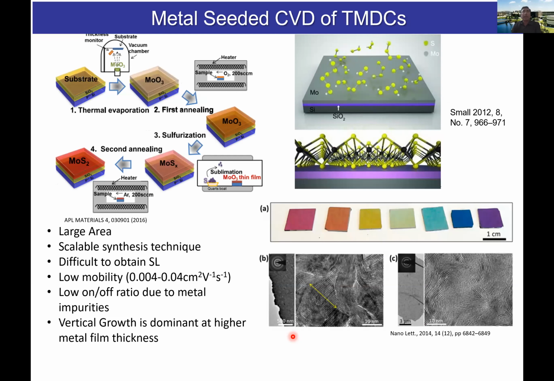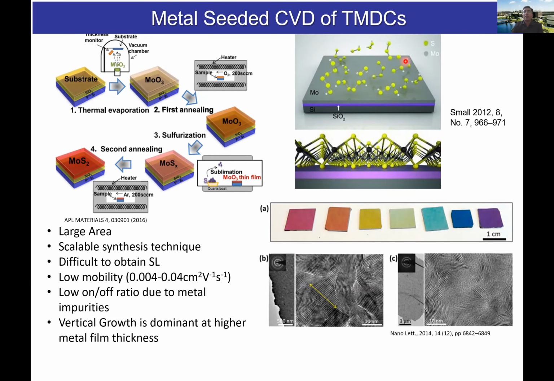Now, there is a relatively easier method of growing these 2D materials. We call it sulfurization of seed metal. Basically, you can take a molybdenum film and put sulfur vapor onto it at high temperature. What will happen? The molybdenum film will get cooked with sulfur and form molybdenum disulfide, and you will see the change of color. This way, you can get large area molybdenum disulfide.